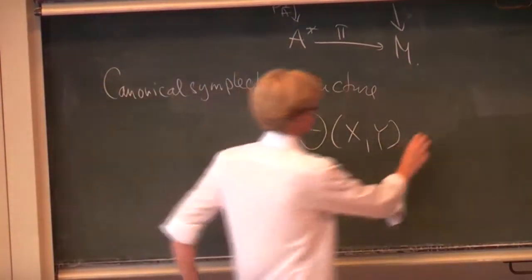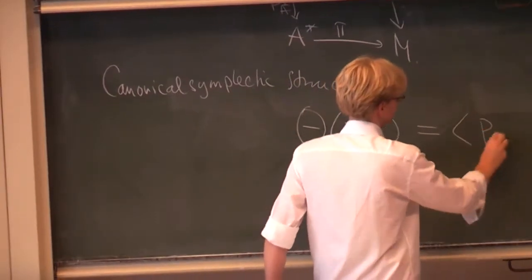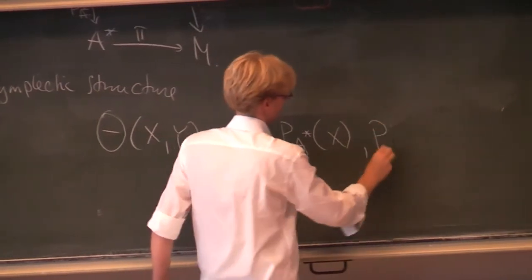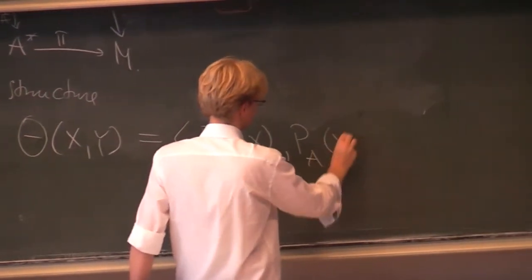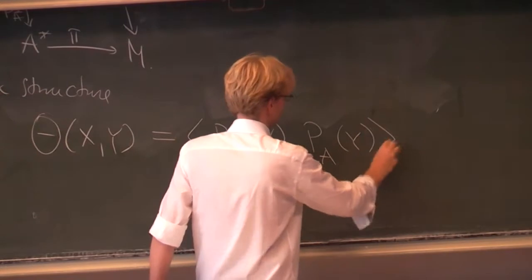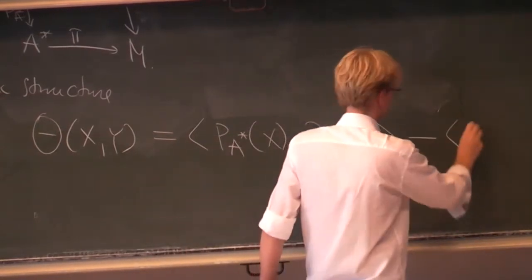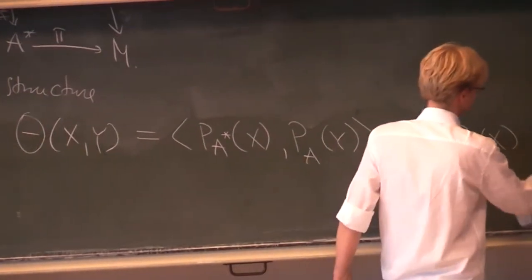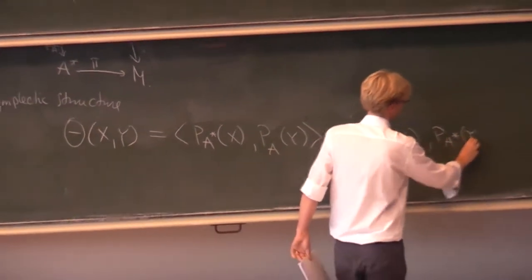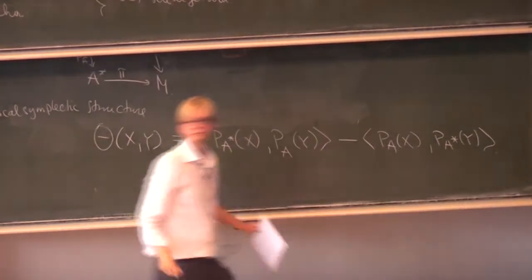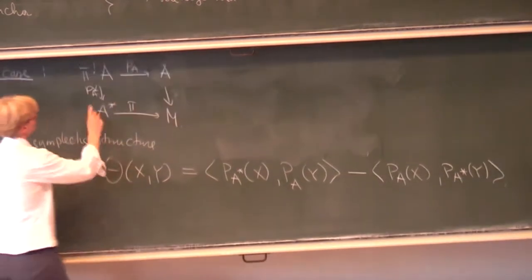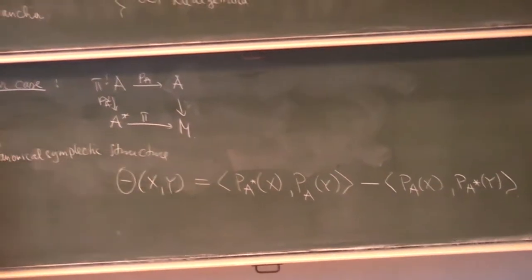Theta, and it's just given by the projection and the evaluation between A and its dual. So I have now a Lie algebroid. I have in fact a symplectic Lie algebroid over A star.